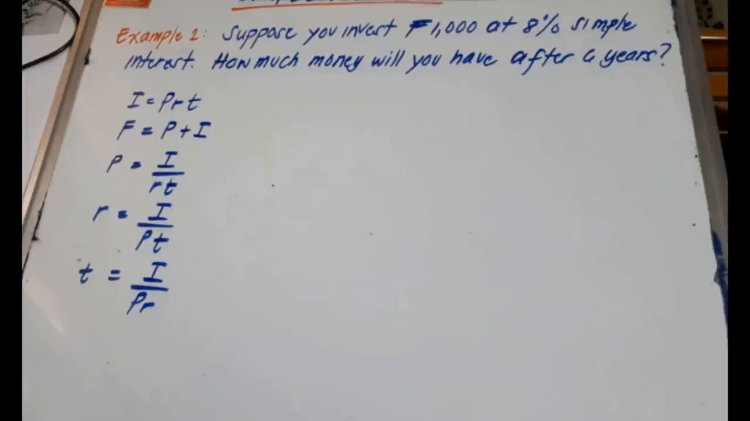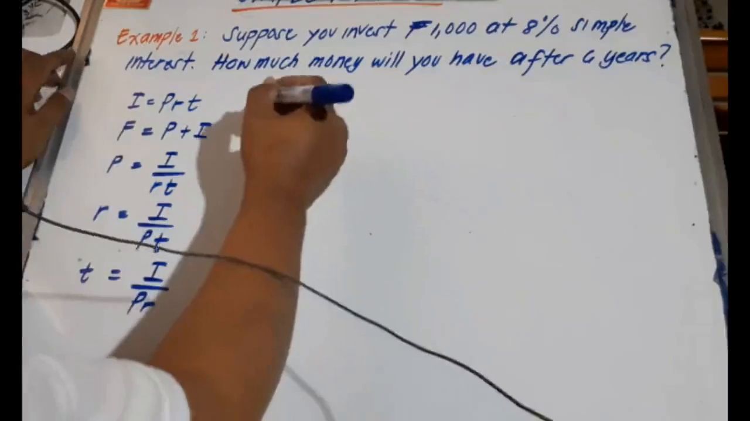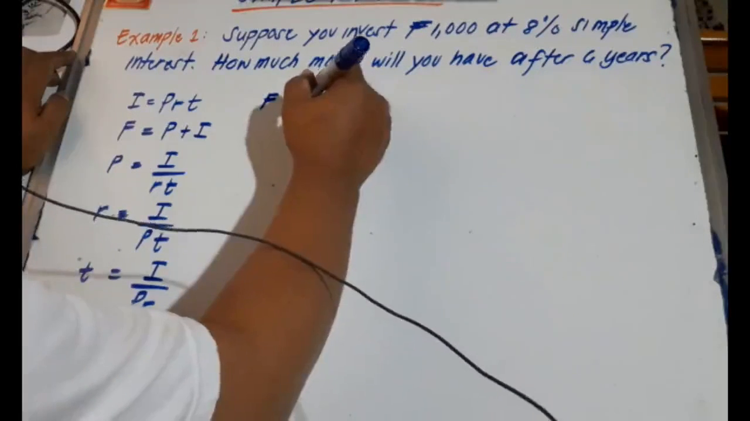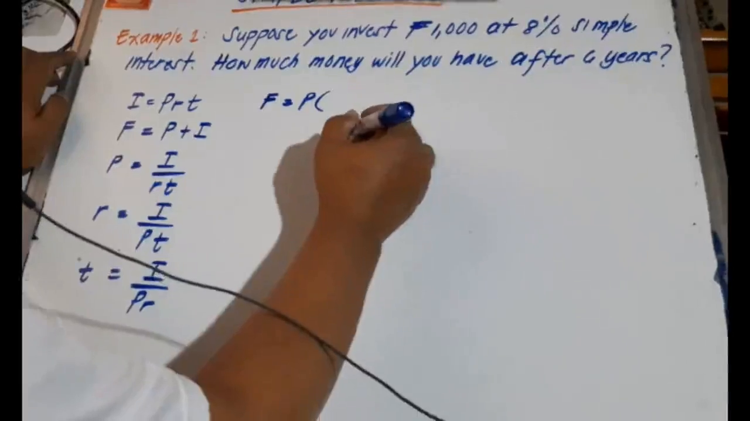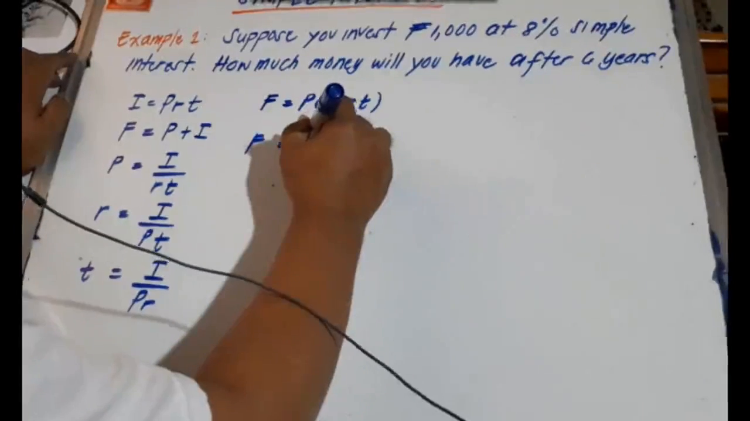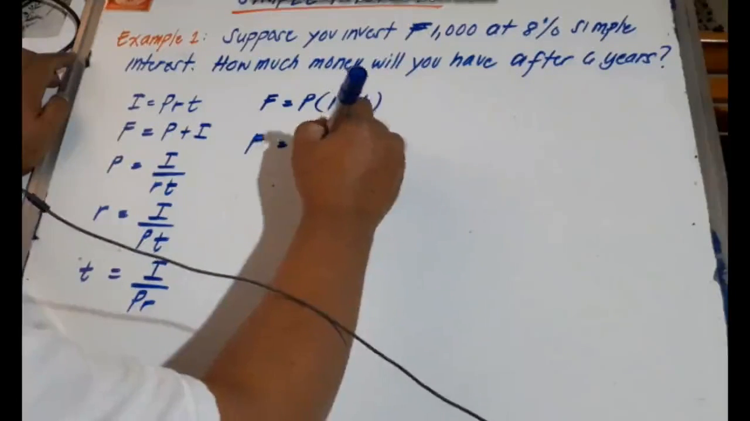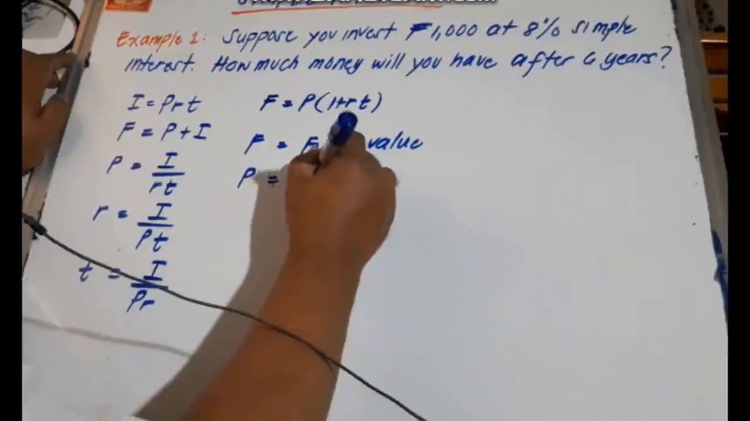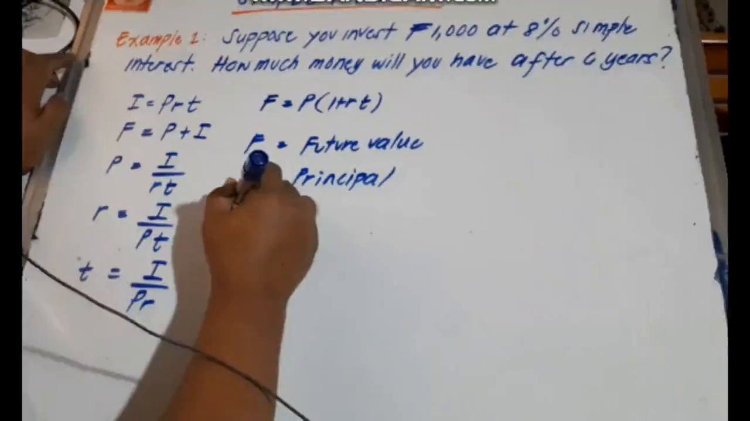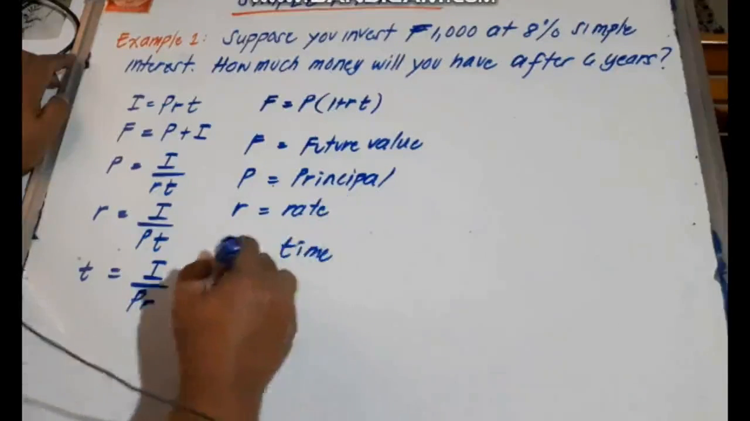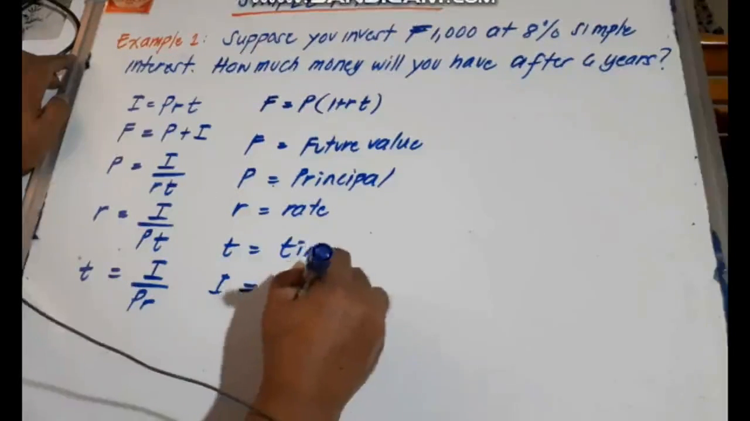Also, we have another formula for the future value of money. We have F equals P times quantity 1 plus RT, where F is the future value of money or the maturity value, P the principal, R is the rate of interest or just simply the rate, T the time, and I is the interest.